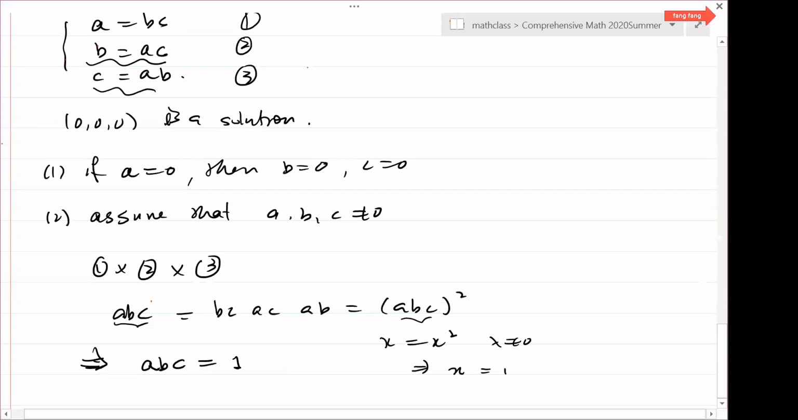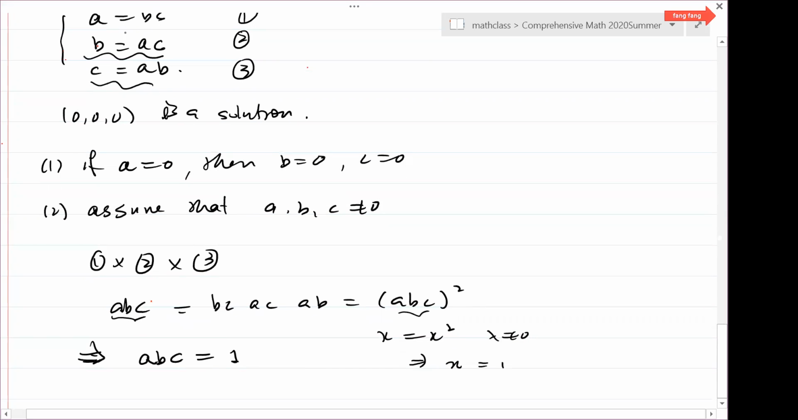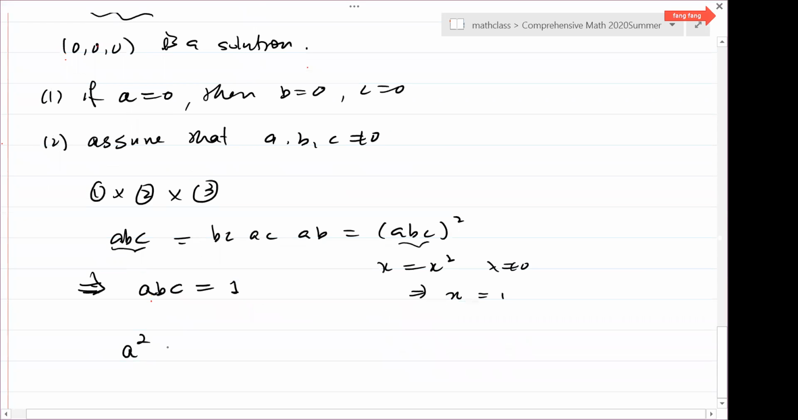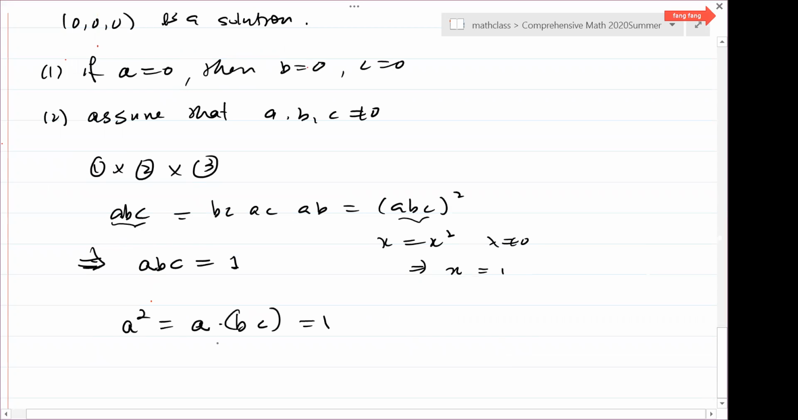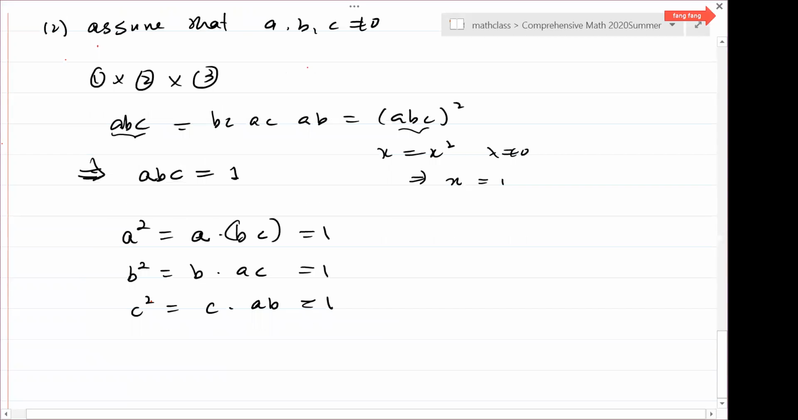Then what do you get? Well, from the above equation, ABC is equal to 1. So how do you get A? How do you get B? Well, the above equation tells you that A equals B times C, right? So A squared is A times B times C, because A is B times C. So that's going to be 1, right? Similarly, B squared equals B times AC, and that is going to be 1. And C squared equals C times AB, because C is A times B. That's also equal to 1. So now A squared, B squared, C squared all equal 1. So the possible solutions: A is plus or minus 1, B is plus or minus 1, C is plus or minus 1.